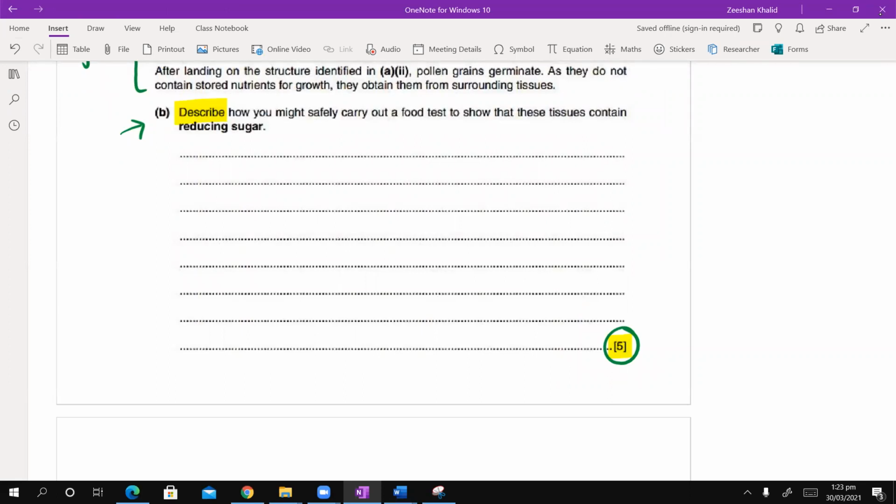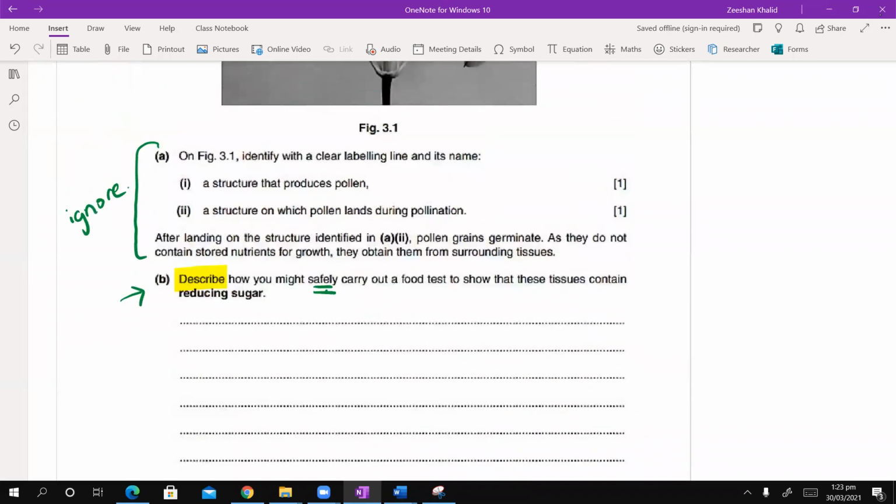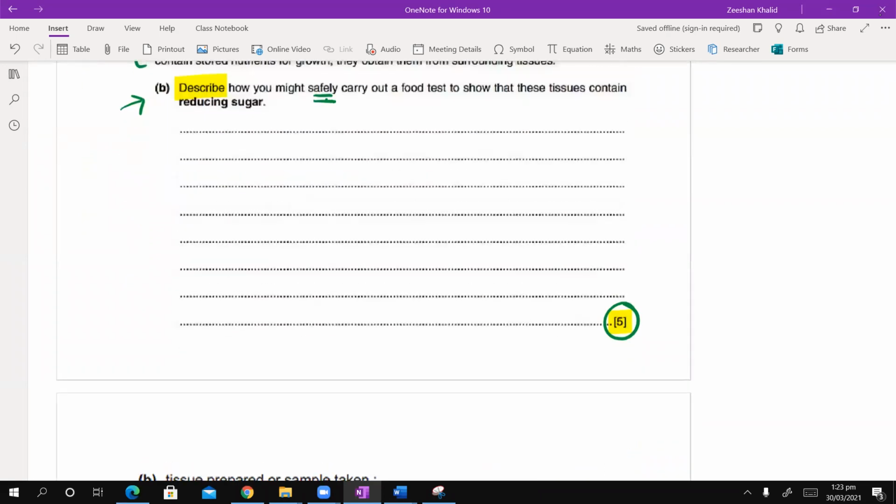Describe how you might safely. Okay, that's a condition he's mentioning in the in case safely carry out food tests to show that these tissues contain reducing sugar. Okay, so there are tissues here, well, in the flour which contain reducing sugar. Now it's a 5-marker question. It's a descriptive question. और वो आपको कह रहा है कि आपने बताना है कि how safely you would carry out food tests to show that these tissues contain reducing sugar.